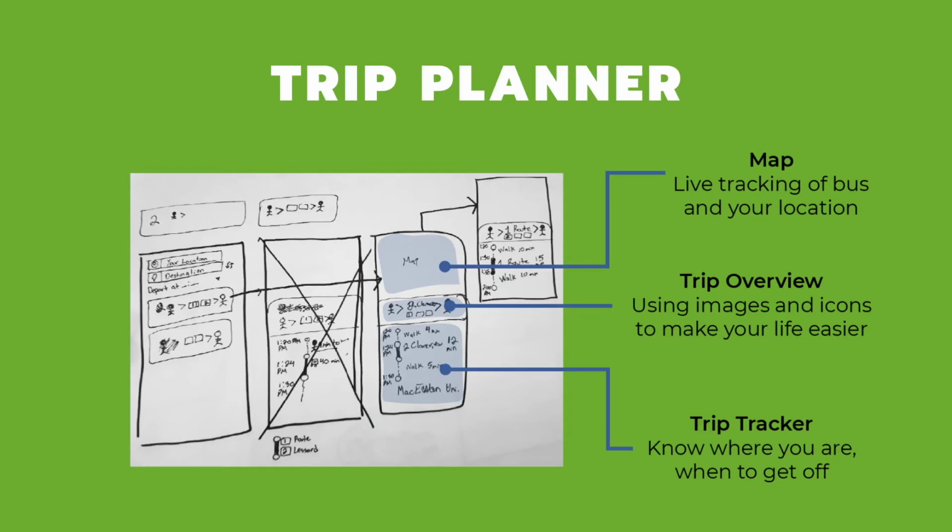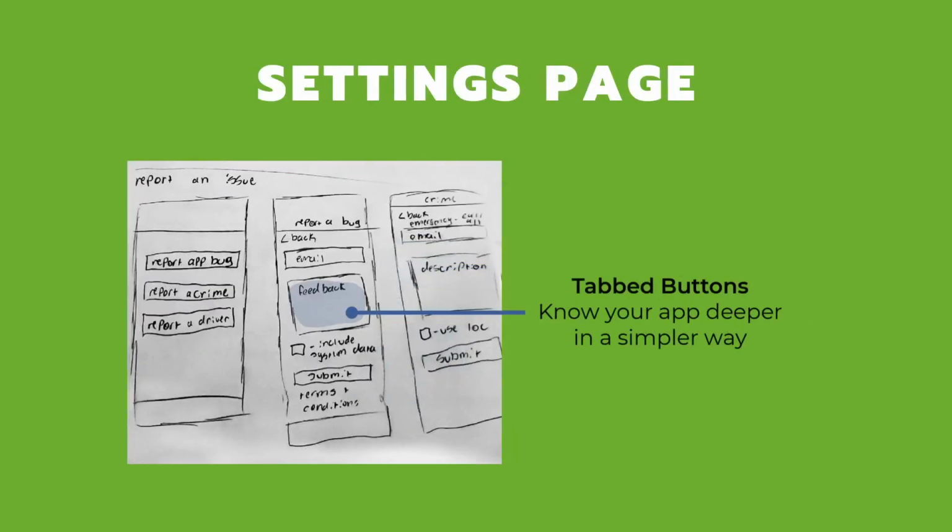For the trip planner, we decided to add a map for live tracking of bus and location, a trip overview using images, icons, and colors to make navigation easier, and a trip tracker to know exactly where you are and where you get off on your stop. The settings page makes use of well-designed tabbed buttons to archive information in a simpler and deeper manner.